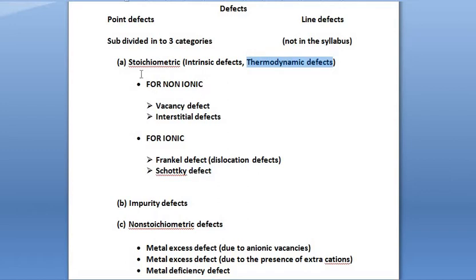It is subdivided into two categories: non-ionic and ionic. For non-ionic, there are two types of defects: vacancy defects and interstitial defects. For ionic, there are also two types: Frenkel defect, which is also called dislocation defect, and Schottky defect. We have also seen the comparison between the Frenkel defect and Schottky defect.